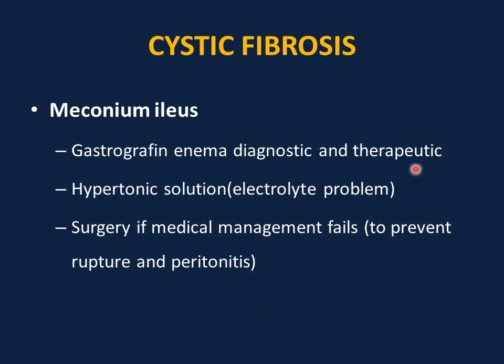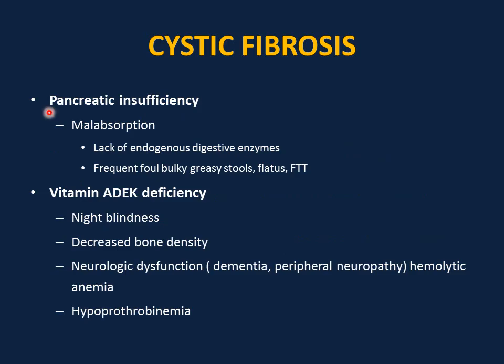Gastrografin enema is diagnostic and therapeutic in cases of meconium ileus. Hypertonic solution can be used but can cause electrolyte problems. Surgery if medical management fails, to prevent rupture and peritonitis. Pancreatic insufficiency will present with failure to thrive because of malabsorption, because of lack of endogenous digestive enzymes. The stool here will be a foul, bulky, greasy stool and flatus as well.